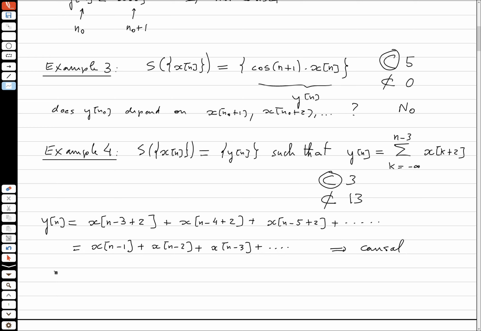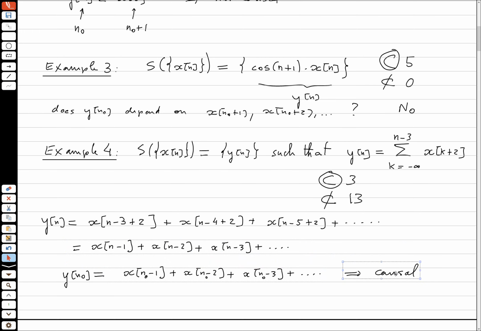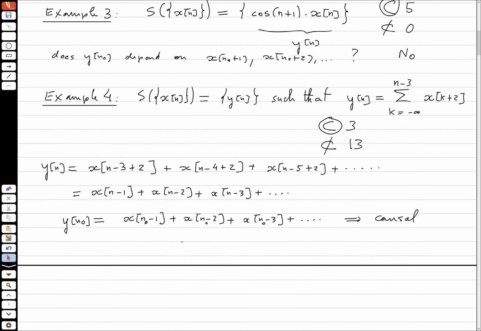So y of n naught is what? I tricked you because there's a plus 2 here, but it's not a problem because I'm stopping the sum before I reach n. Here it was just a trap.